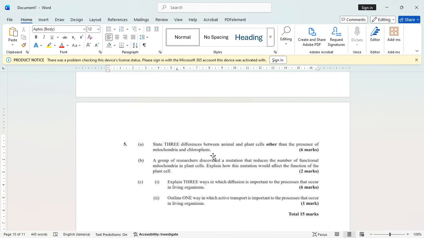It says outline one way in which active transport is important to the process that occur in living organisms. So they're testing your knowledge now about active transport. So if you can recall, diffusion goes with your concentration gradient from high to low, while active transport goes against a concentration gradient from low to high.